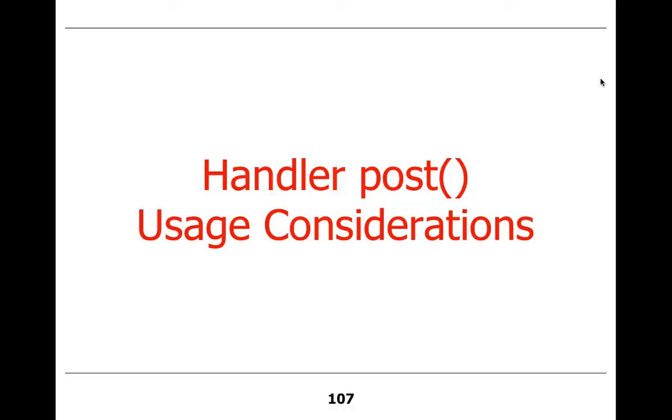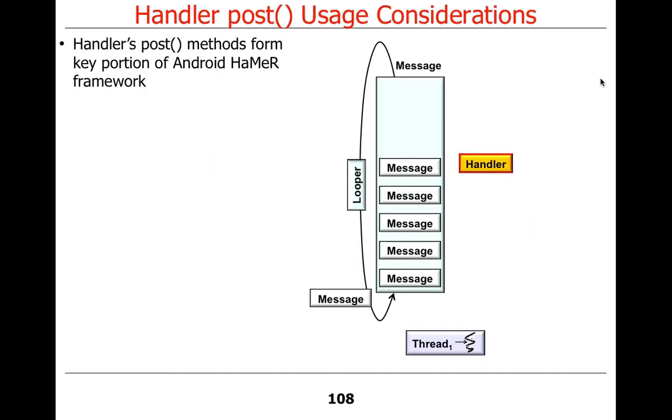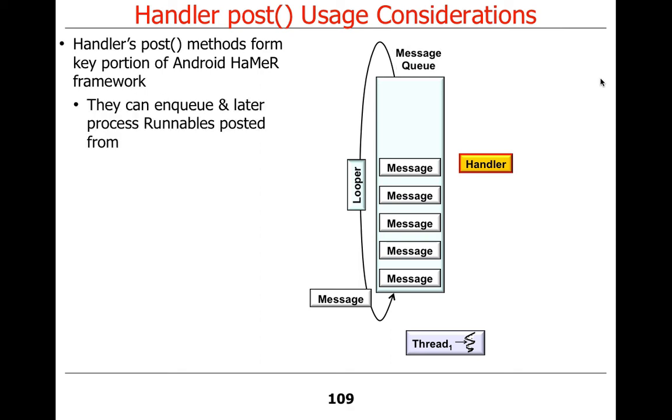So now that we covered the various implementation artifacts in the context of the threaded downloads application, if you recall, we talked about the way in which you could do posting runnables with that. What we're going to do is talk more generally about usage considerations for using post and the family of post messages. So post methods form a key portion of the framework. They're basically used for enqueuing runnables that are intended to be processed at some point.